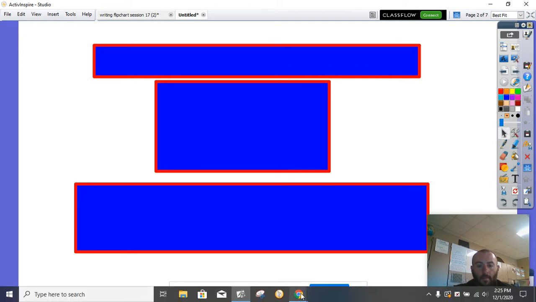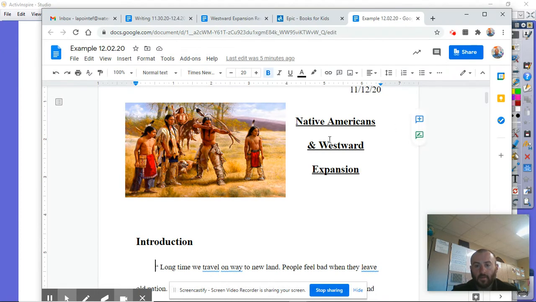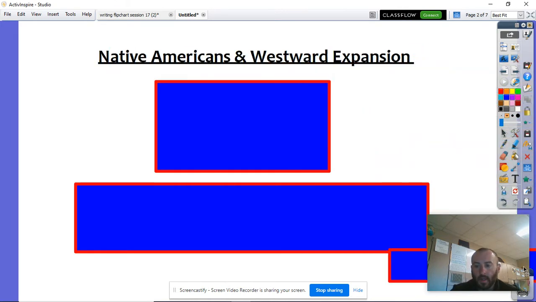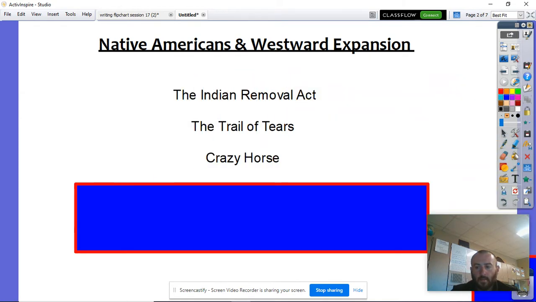So we're going to look at my example paper here about Native Americans and westward expansion. I've kind of made an outline of that paper so we can think about what the subtopics are and the sequence we want to put those in. My subtopics that I have right now are the Indian Removal Act, the Trail of Tears, and then Crazy Horse.